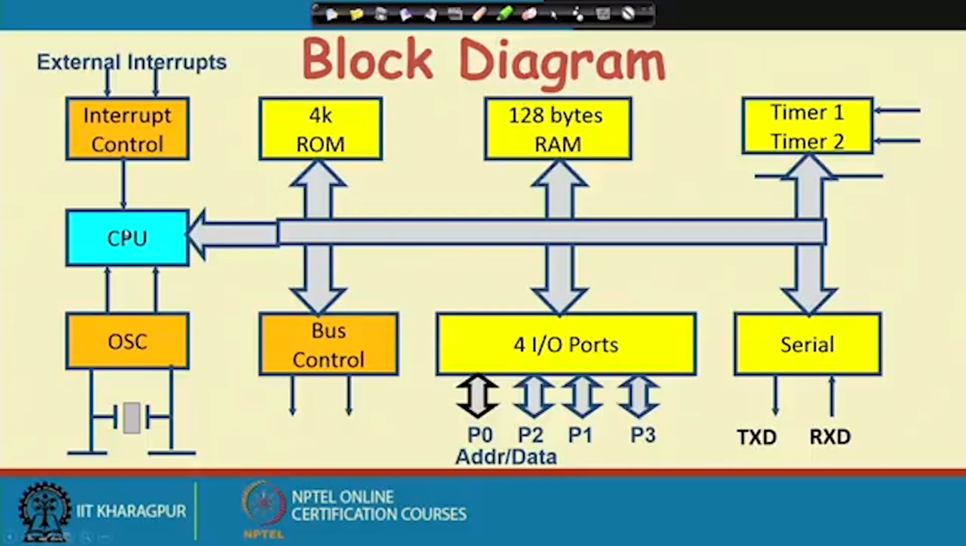When we were discussing microprocessors, we actually discussed this CPU only, assuming that ROM, RAM, timers, IO ports and serial communication were not part of the CPU, most of the components being outside. But in case of a microcontroller, all of them are together. So, we have this CPU, then the interrupt control and the oscillator that will be generating the clock signal, which will be controlling the CPU. So, this is the internal block diagram of 8051.